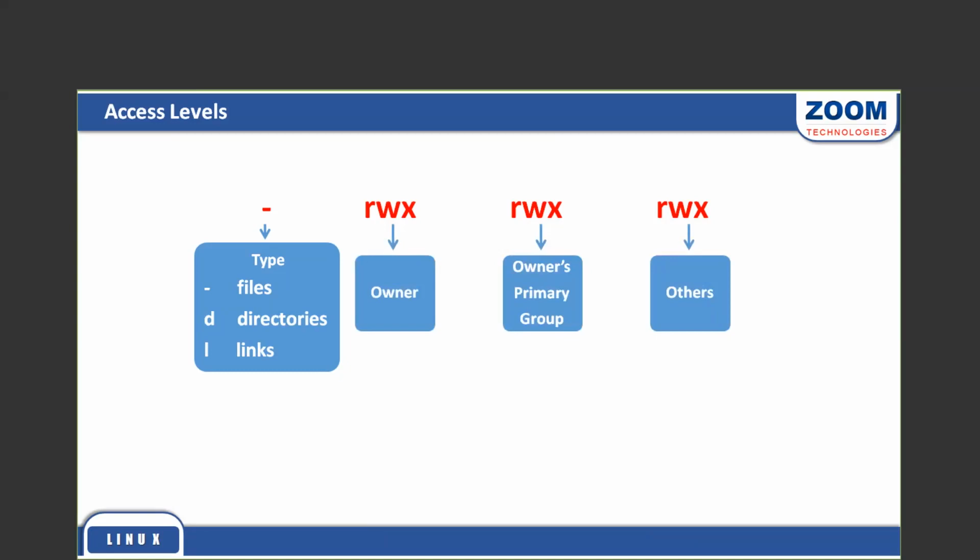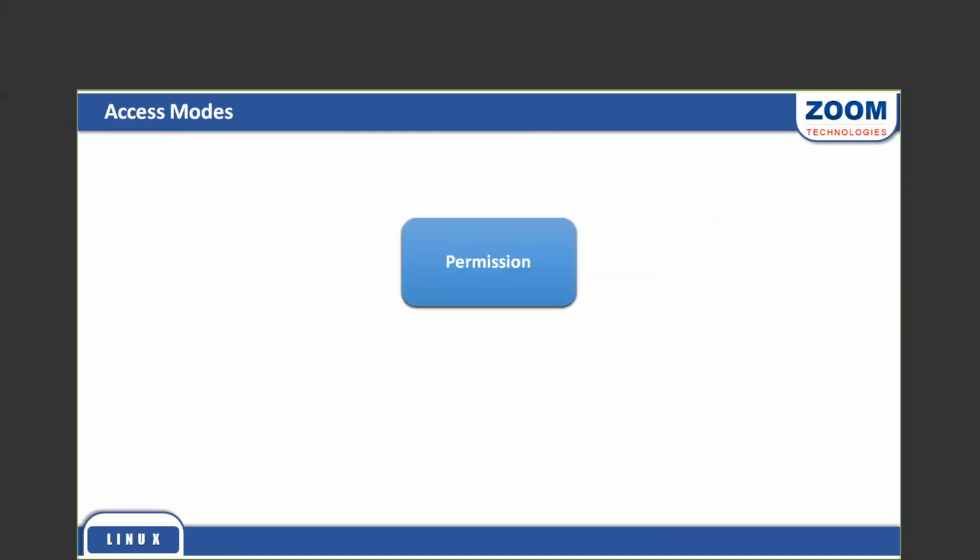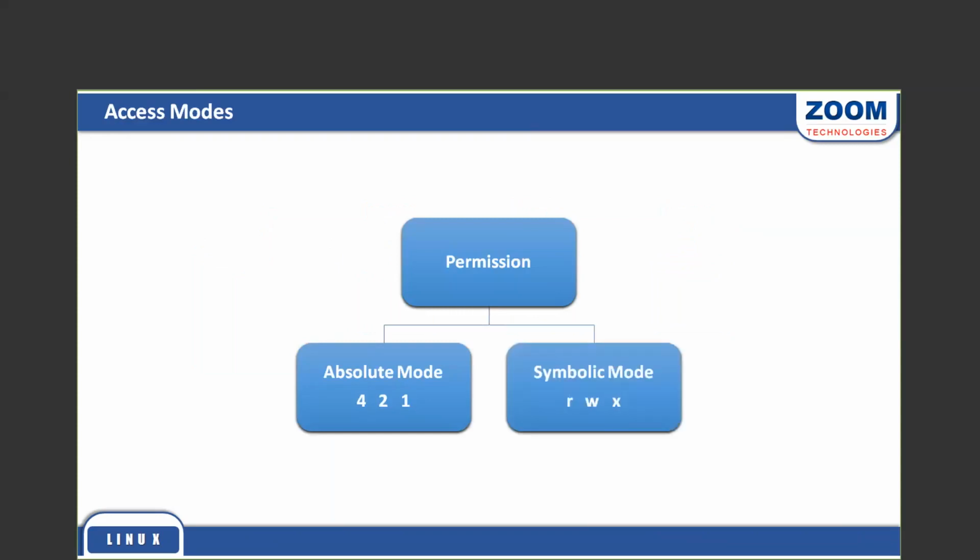Now if you have taken the snapshot of this, I'll move to the next slide. Here, permission is given by using three terms: read, write, execute. And the permission is modified in Linux by using two methods. They are called absolute method and symbolic method.